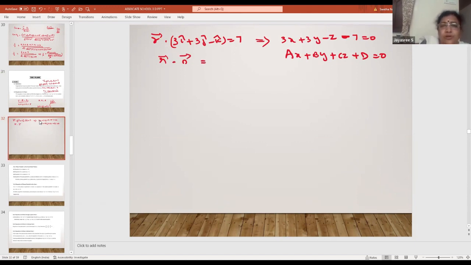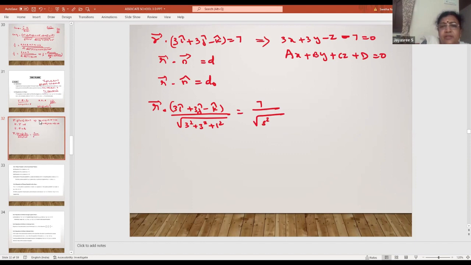N vector is equal to D. Then we convert it into r vector dot n cap is equal to D naught. For that, what to do? We normalize it. So in this form, you get r vector dot (3i plus 3j minus k) divided by root of 3 square plus 3 square plus 1 square, is equal to 7 by root of 3 square plus 3 square plus 1 square.